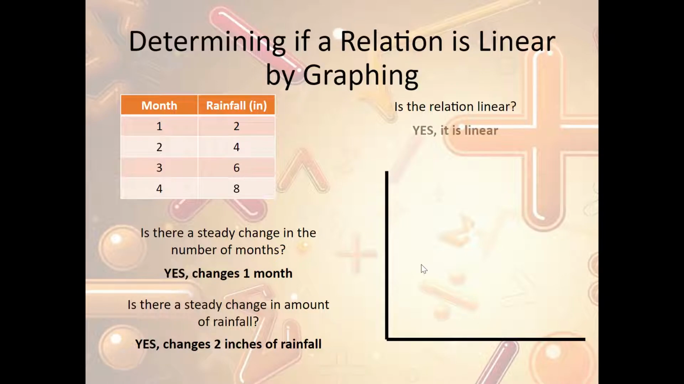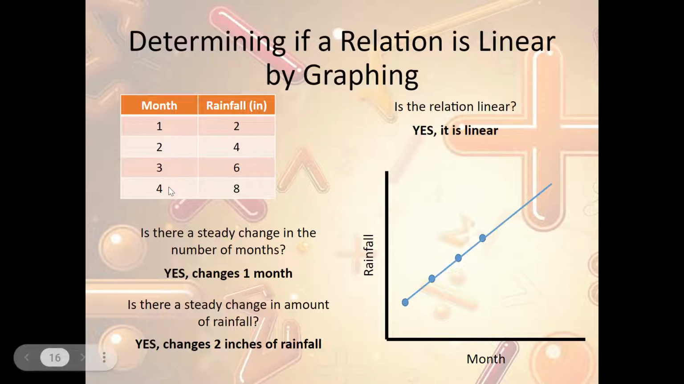Therefore, if we were to plot these points, it would look like this, and we can see it does form a straight line. Yes, it is linear because we have a consistent change of addition and a consistent change of addition.